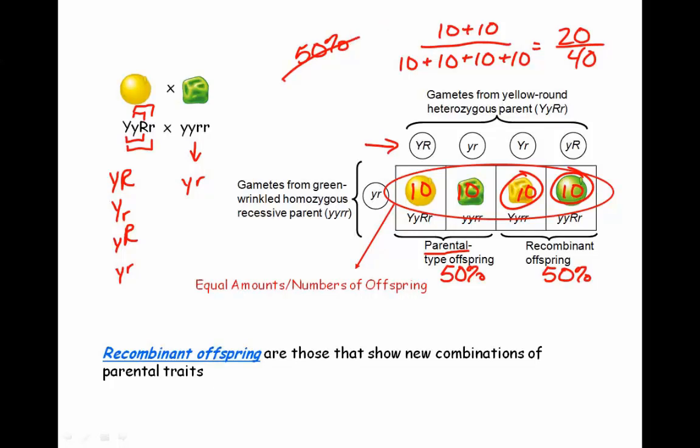So if you come up with a number like 70% or 80%, that should alert you to an obvious wrong answer in this case. So our recombination frequencies are going to range from 0 up to 50. And then based on what that number is, we want to have an idea about the location of the two genes that we're dealing with.